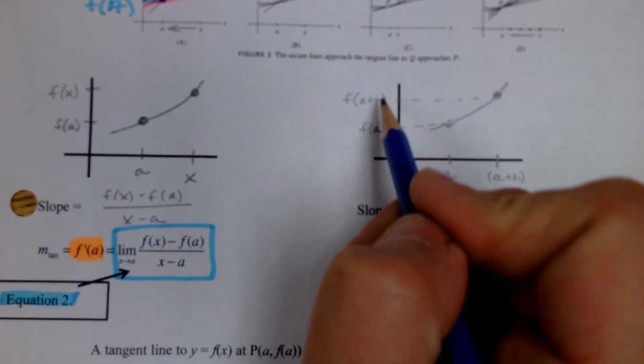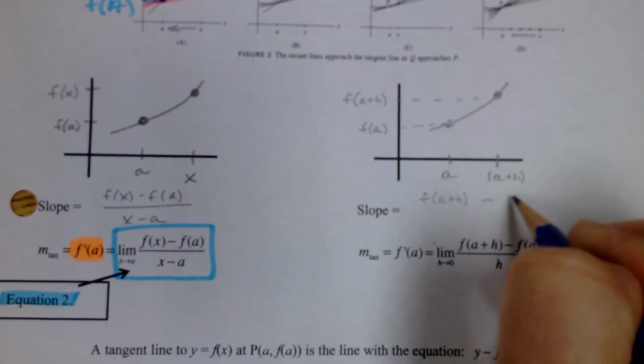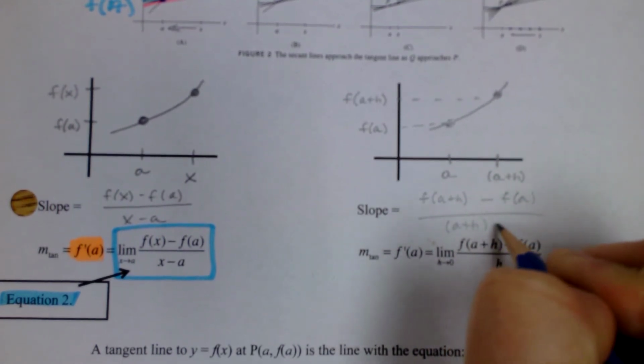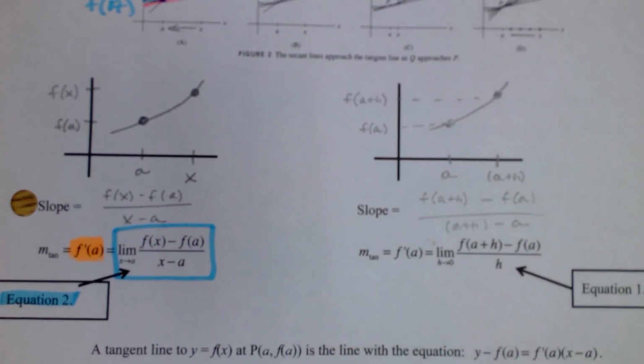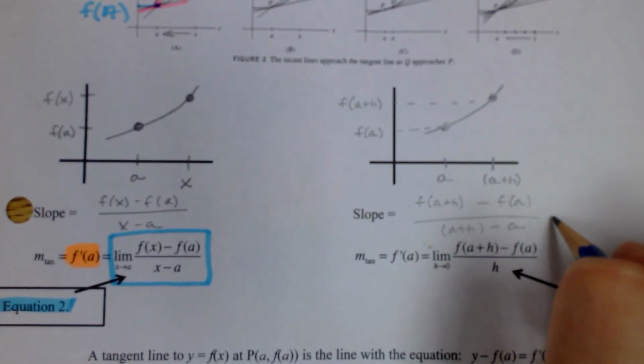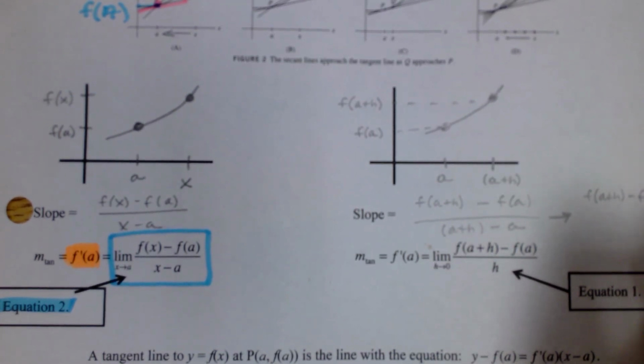The slope here is going to be f of a plus h, the y value, minus the y value, over a plus h minus a. If we simplify this, we get f of a plus h minus f of a, all of which is just over h.